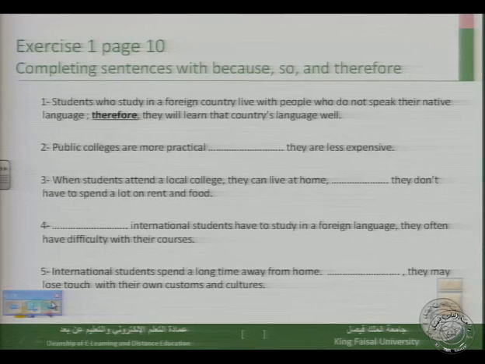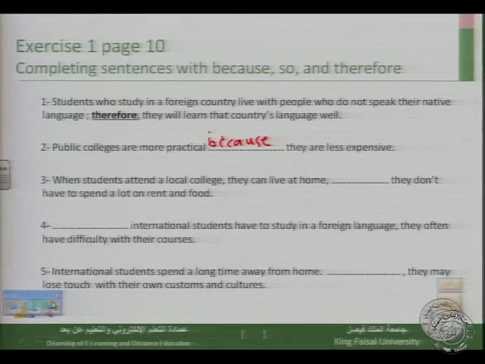In the second example, we have: public colleges are more practical, blank, they are less expensive. What do you think is the connector that we can use in this blank? It should be because, okay? So here our sentence becomes: public colleges are more practical because they are less expensive. So the connector that we have to write here is because. It shows the cause or the reason, okay?